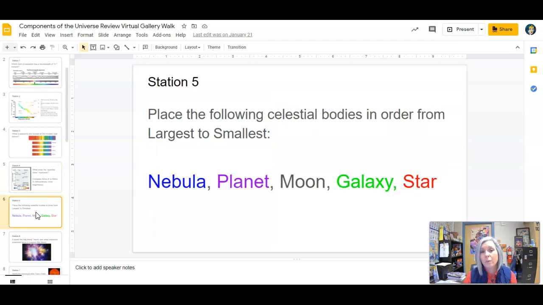Put these in order from largest to smallest. So the largest is going to be the galaxy because that can contain billions to trillions of stars. Behind that would be a nebula because a nebula has to be bigger than a star because it actually contracts to make the star. And then a star is orbited by a planet, and a planet is orbited by a moon. So largest galaxy, then nebula, star, planet, moon.